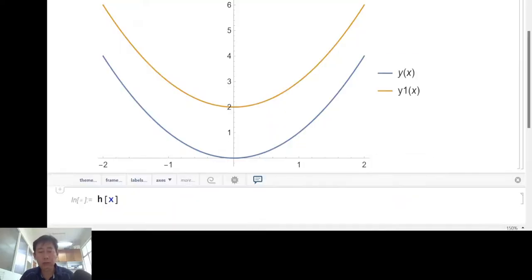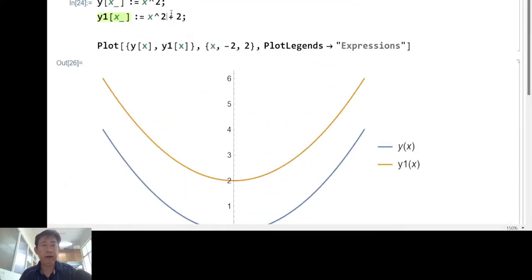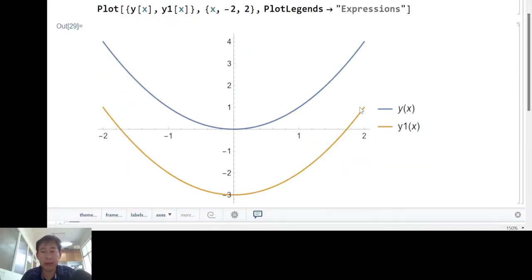So if you want to shift the function by, say, 3 units down, then you just have to define the new function as the original function minus the amount of units you want to shift it downwards. So I plot this, then you can see that indeed the new function is shifted 3 units below. So every value of y has a corresponding value of y1, which is 3 units below.